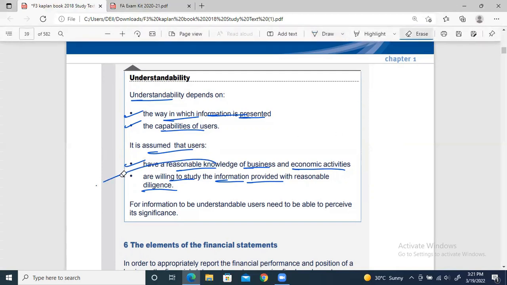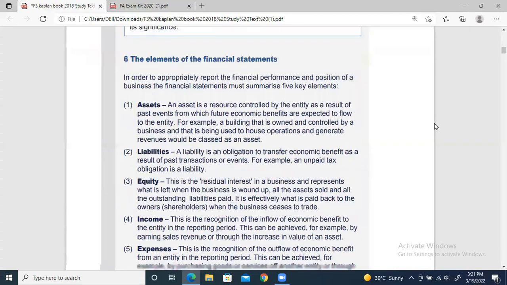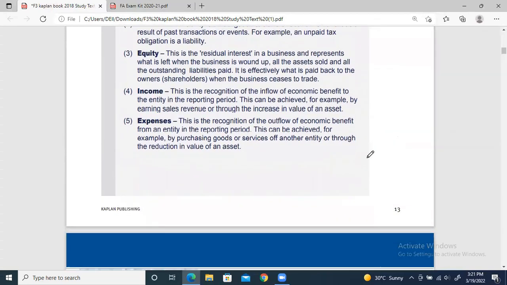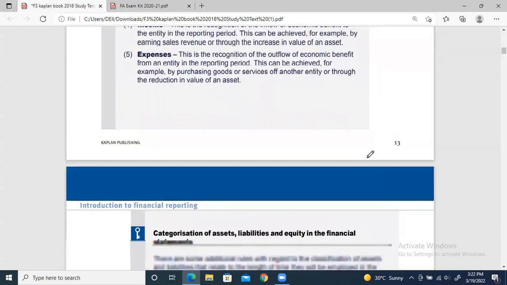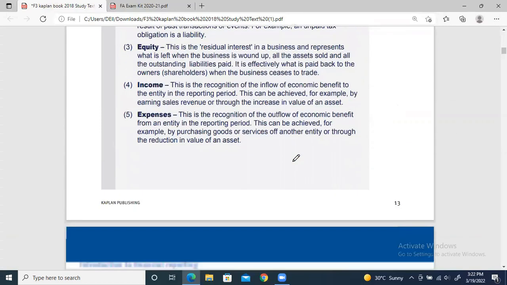Okay, so basically the framework part is done now, right? Now the elements of financial statements: assets, liabilities, equity, income, expenses. We have already discussed this when we started on day one, if you remember, right? So I don't think there is any need to discuss this. What are assets, what is income? I already explained in much detail the definition of each and every one of these.